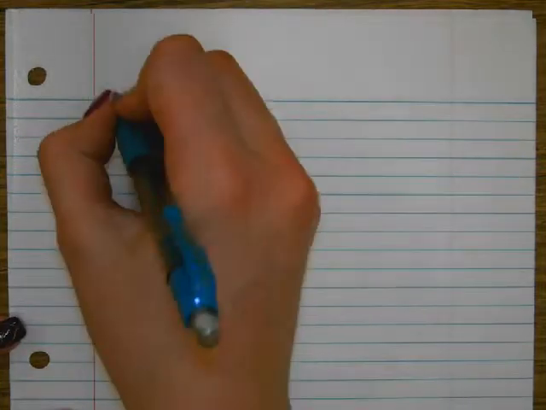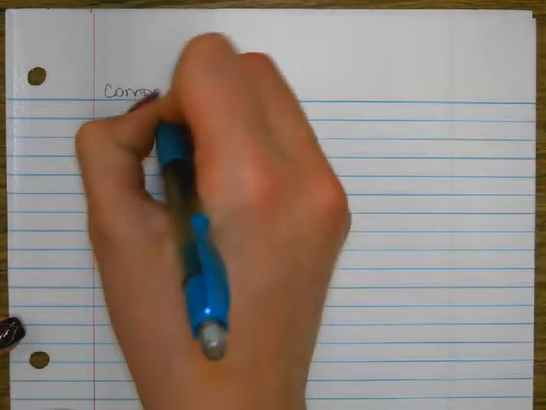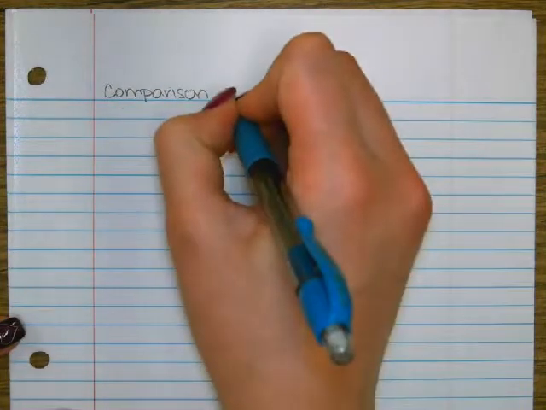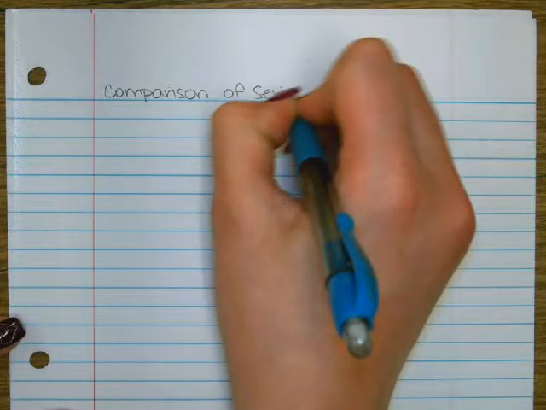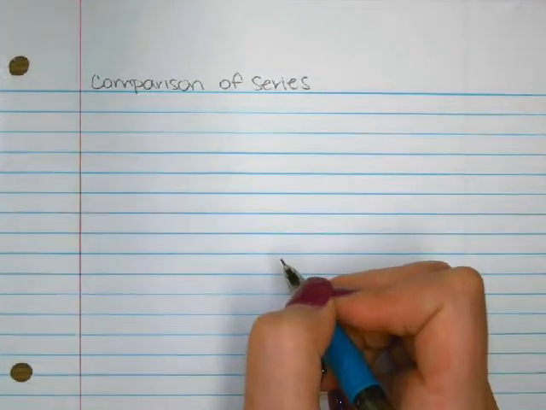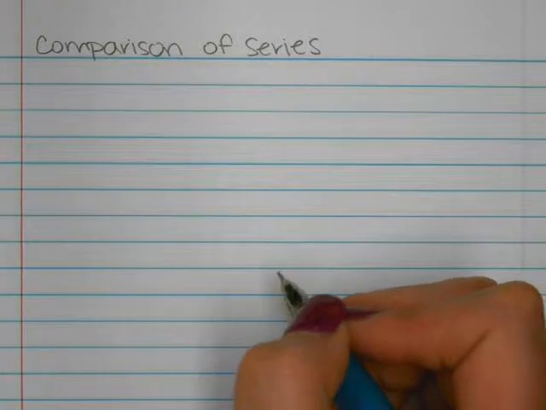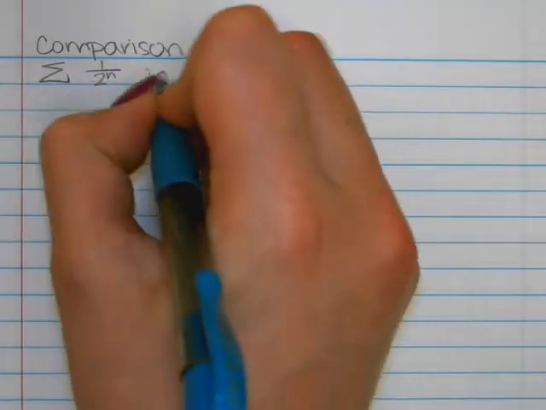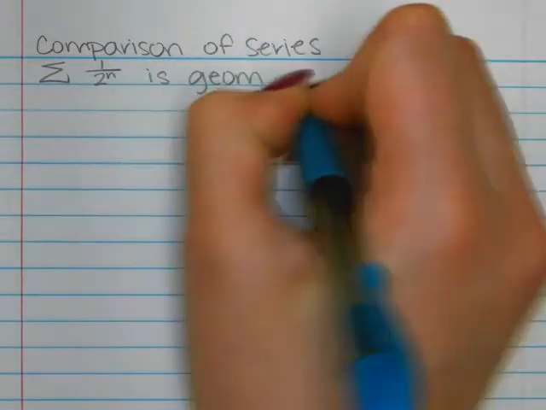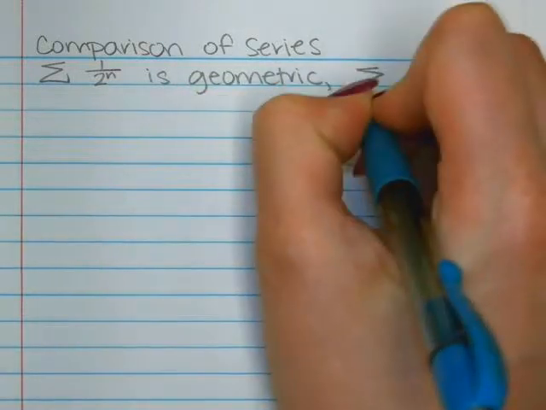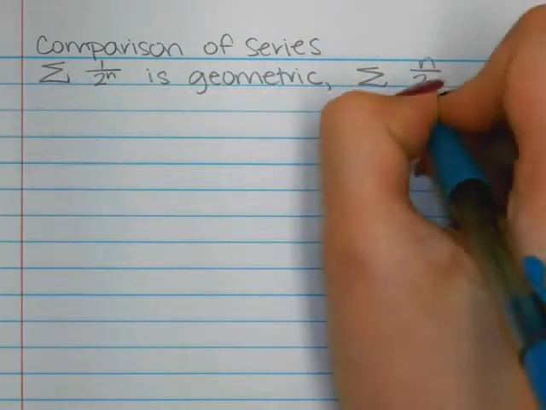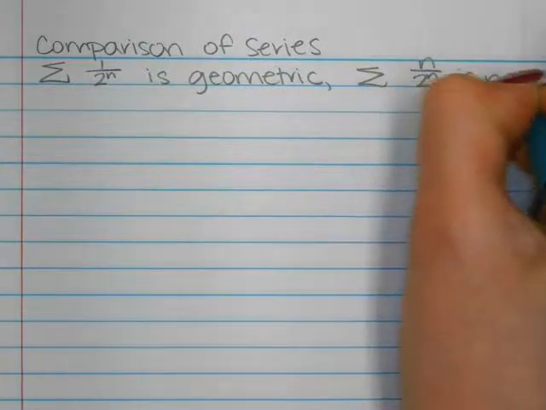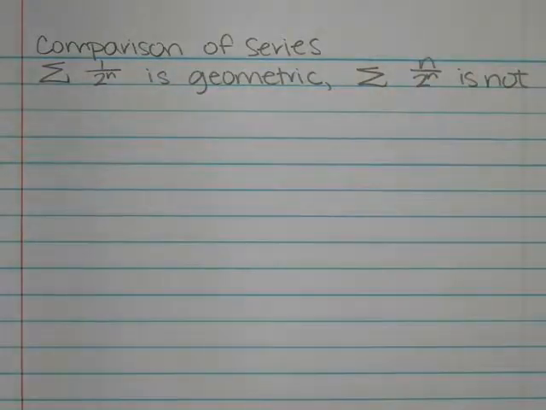All right, this video is going to be on how to compare series and use that as your test for convergence or divergence. For example, if we were to look at the series 1 over 2 to the n, we would see that it's geometric. But if we looked at the series n over 2 to the n, we would see that it is not geometric, even though they're very similar to each other.